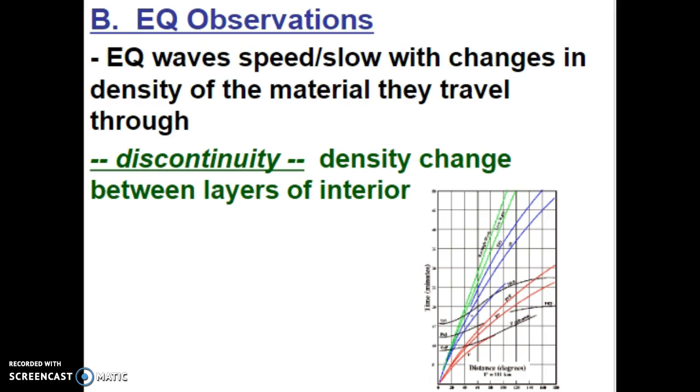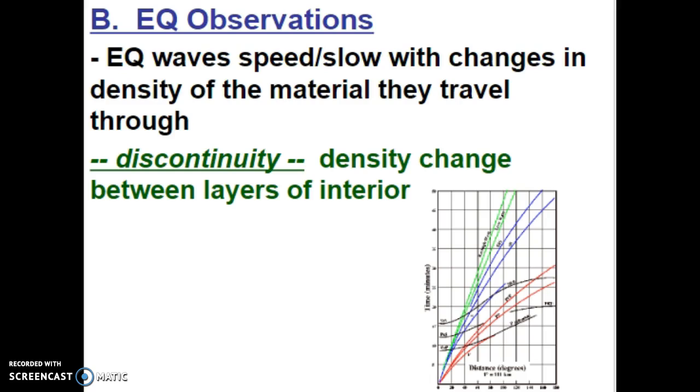When seismic stations all over the world record earthquakes, there were some instances where earthquake waves would seem to speed up or slow down and arrive at stations at different times than predicted. There was an idea that these earthquake waves speed up or slow down with changes in density of the material they travel through. Earthquake waves would move through a material very quickly if it was solid or compact, and there would be a little bit of slowing down if that material was a liquid or a gas.